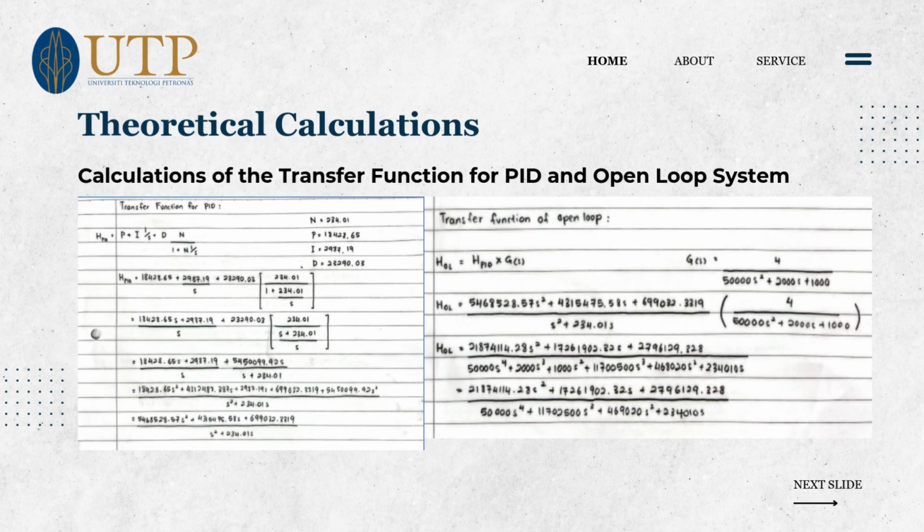Here is the transfer function for both the PID control and open-loop system. On the left, we see the PID control function, which includes the proportional, integral, and derivative terms for real-time adjustment, enhancing stability. On the right is the open-loop function, which lacks feedback control, resulting in a less stable response to seismic inputs. Comparing this highlights the role of PID control in achieving a stable, resilient system.